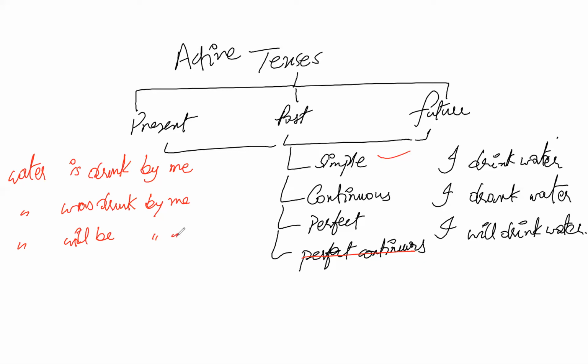So water is drunk by me, that is I drink water, and water was drunk by me, that is I drank water, and water will be drunk by me, that is your future. If, for example, we had I drink water every day, you would have written it as water is drunk by me every day. So if there are any extra details, you could just put them at the end of the sentence, and that's about it. So this is the conversion for the simple category.